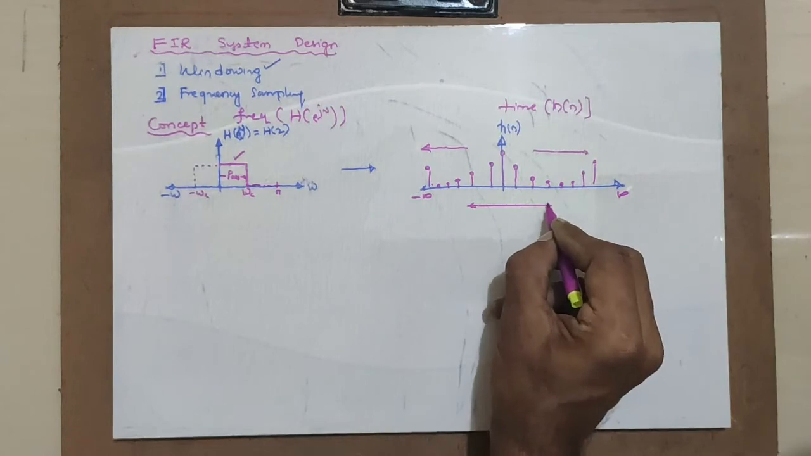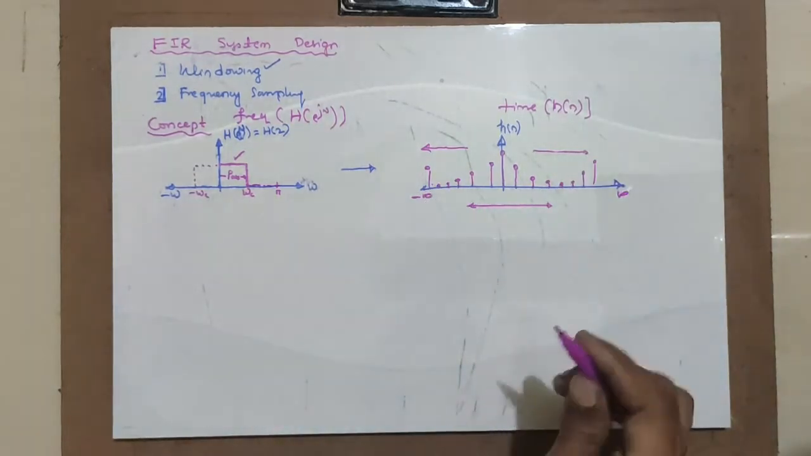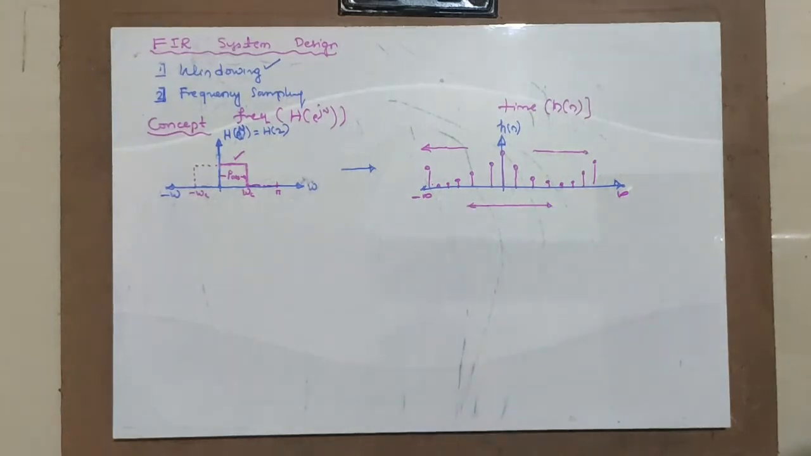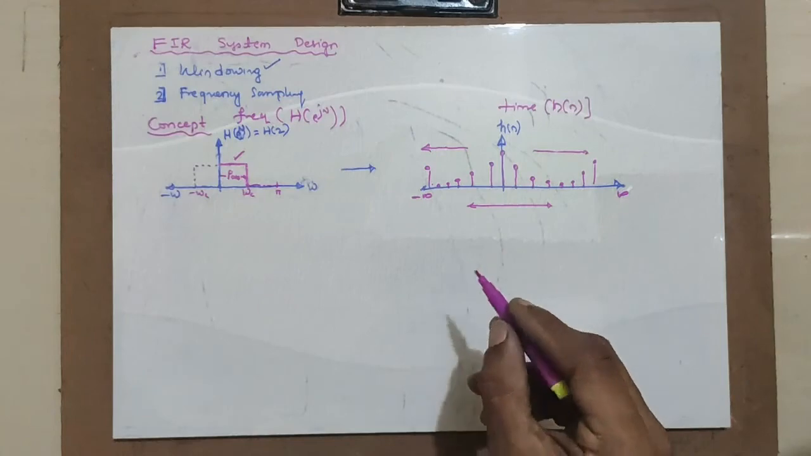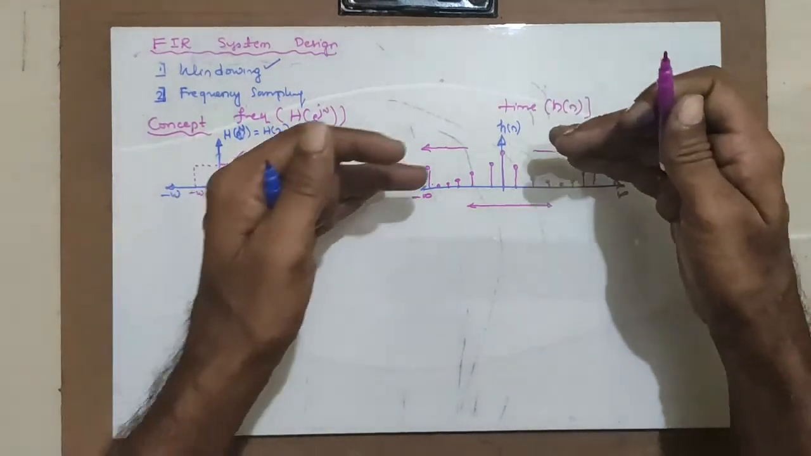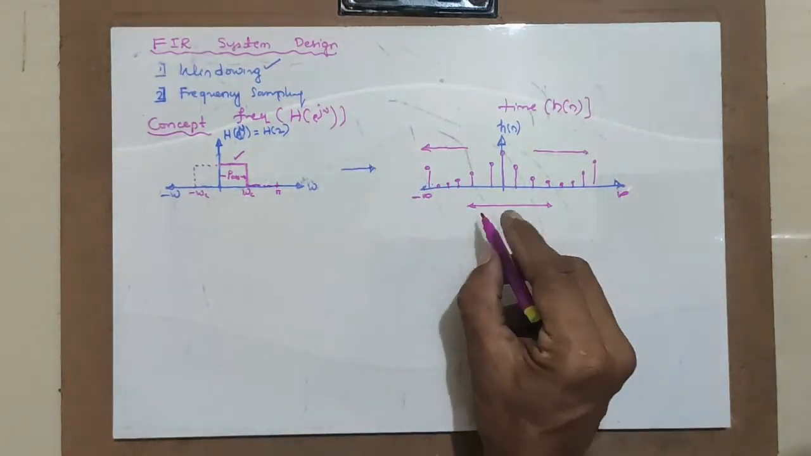Not from minus infinity to infinity. I will limit this over a small period, or over a small distance. How to do that? There are two techniques. One is windowing. Let us understand the windowing. What do I do? I will take this complete h of n and pass it through a window.